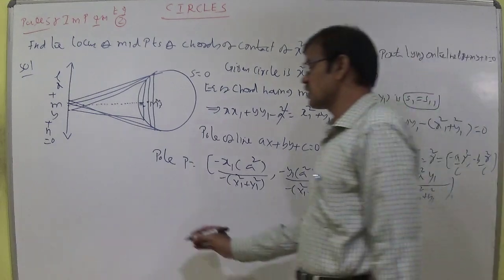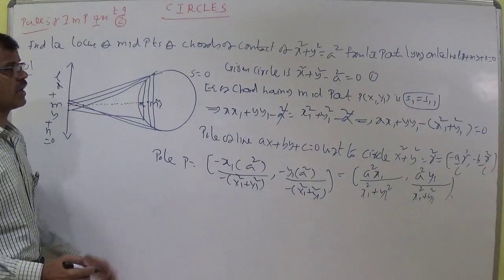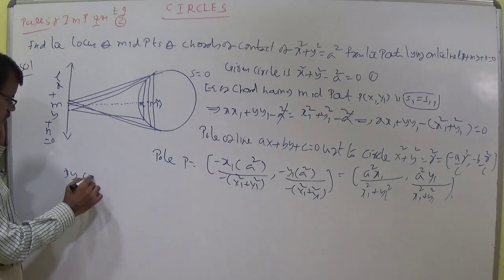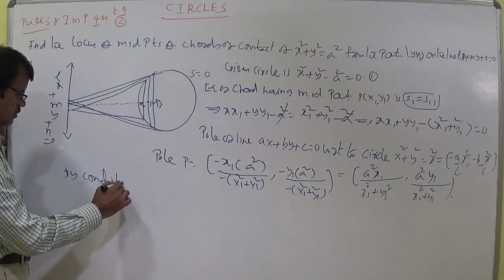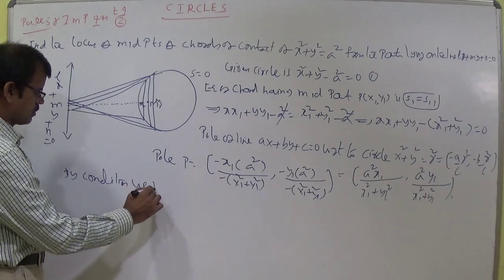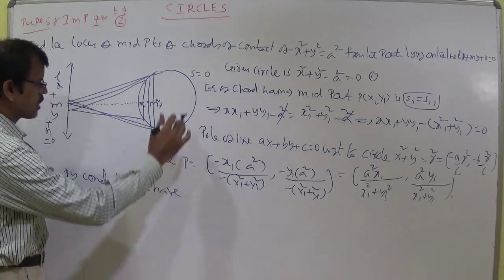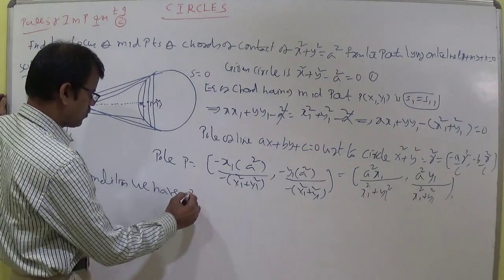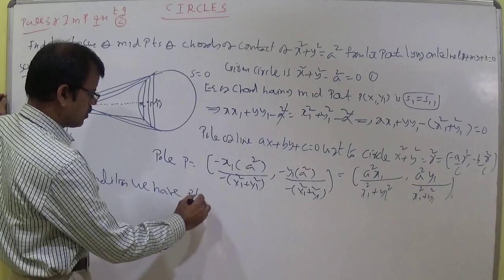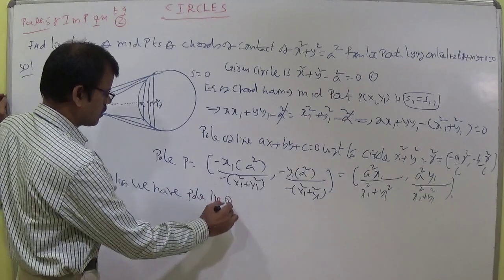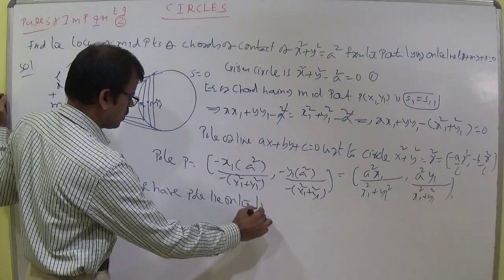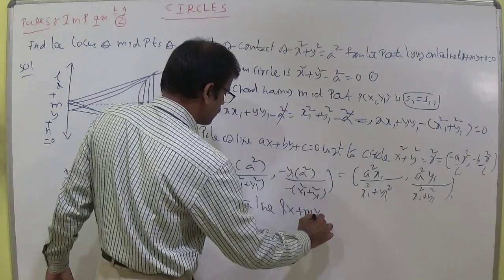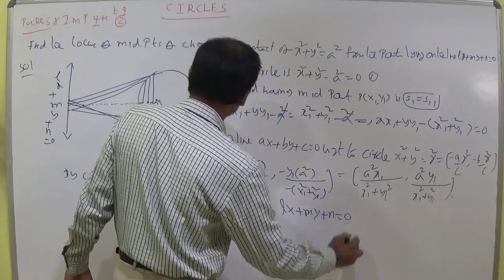Here by condition we have the pole lie on the line. So all the locus points lie on the line. The pole P lies on the line Lx plus My plus N equal to 0.